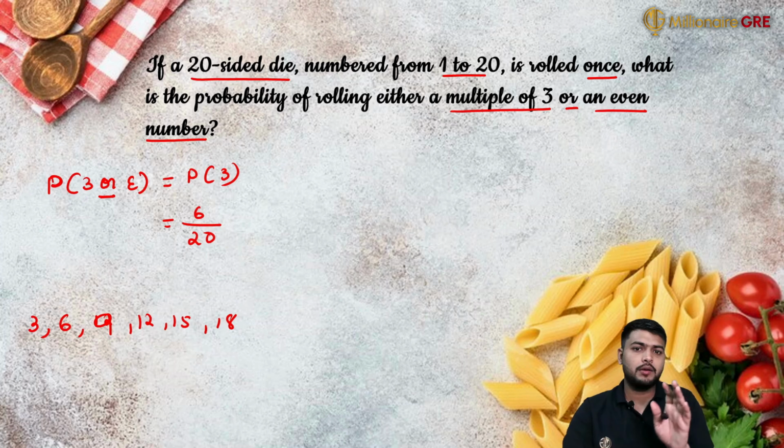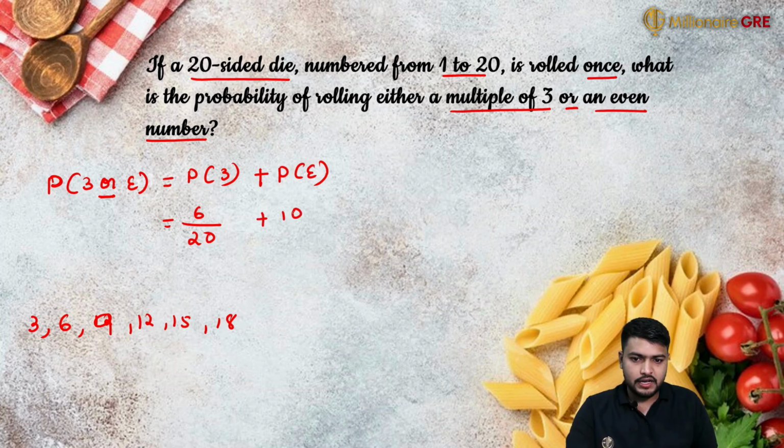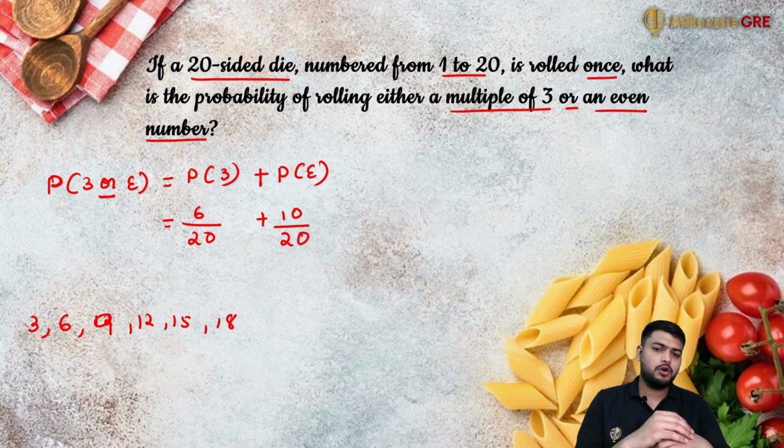We have to find the probability that it is either a multiple of 3 or even. Or means addition. Now how many even numbers are there? There are 20 total numbers. Out of 20, 10 will be even and 10 will be odd. So there are 10 even numbers out of 20 total numbers.